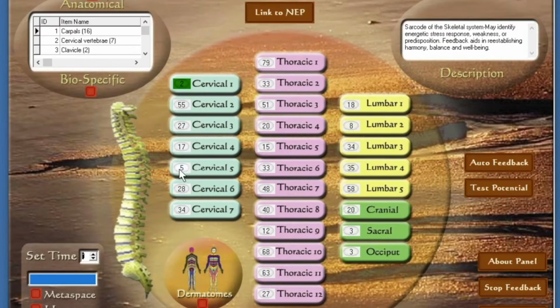So I would do cervical 1, I would do cervical 5, and I would do occiput and sacral. I do feel a little bit of a shift, actually. Just from that 1 minute? Yep. I'm pretty sensitive.